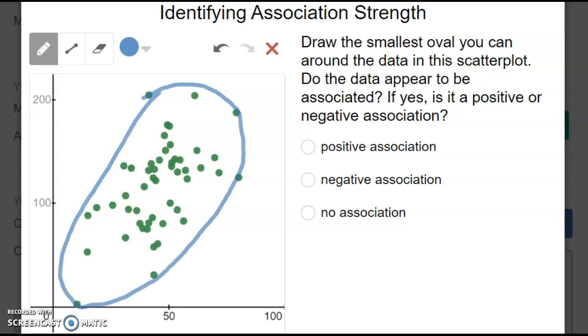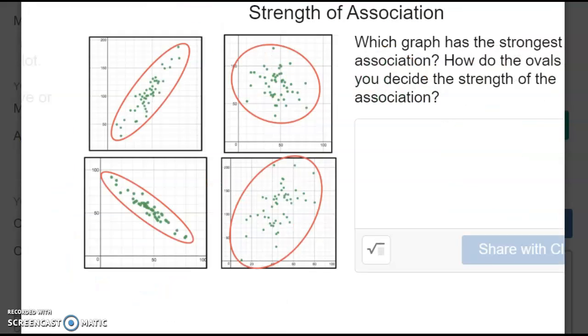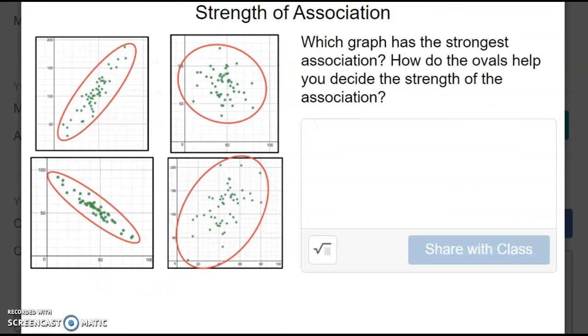Okay, so that's my oval. Is there association? Yes, I would say there is an association, and it's a positive association, because it's as if the trend is increasing from left to right. Okay, so now strength of association.